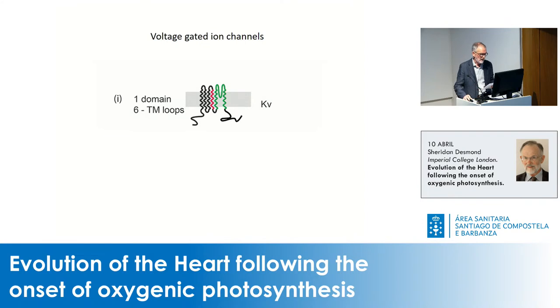The fourth transmembrane segment, shown here in red, contains several positively charged residues, and it undergoes a conformational change in response to a change in membrane potential of the cell. And this in turn opens the pore segment of the channel, shown in green here.